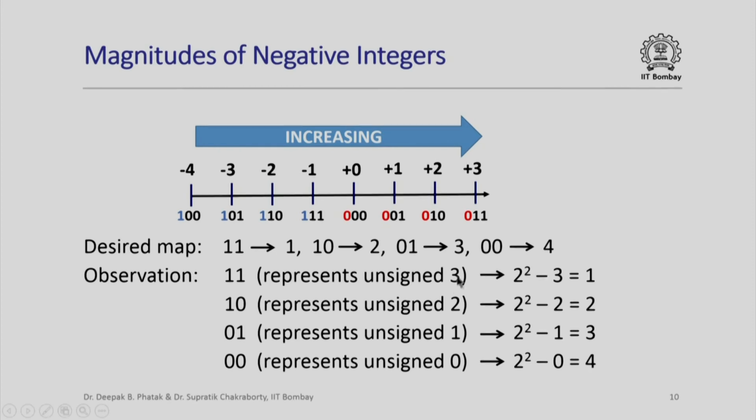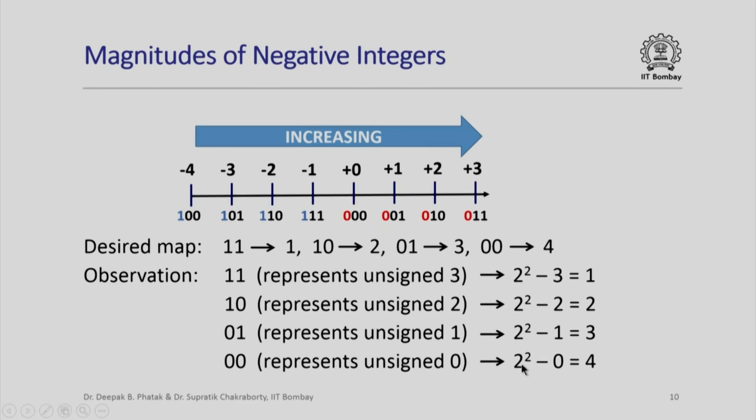So this basically tells us that if we want to get the magnitude of the negative integer from this binary representation in 2's complement, we can just look at the bits that claim to represent the magnitude, find out what they represent as an unsigned integer, and subtract that unsigned integer from an appropriate power of 2.